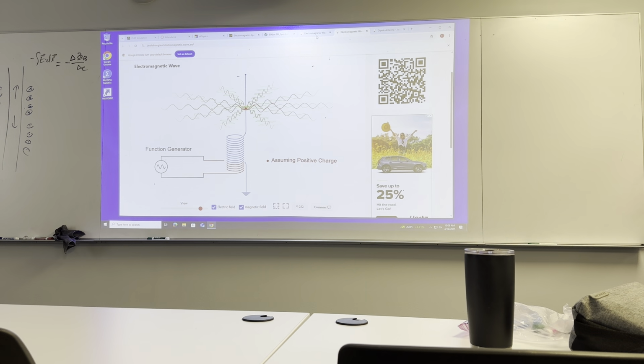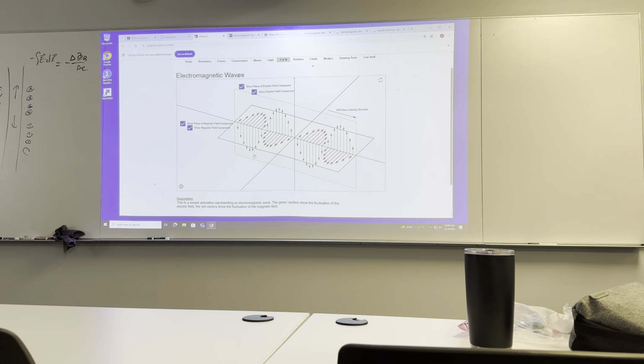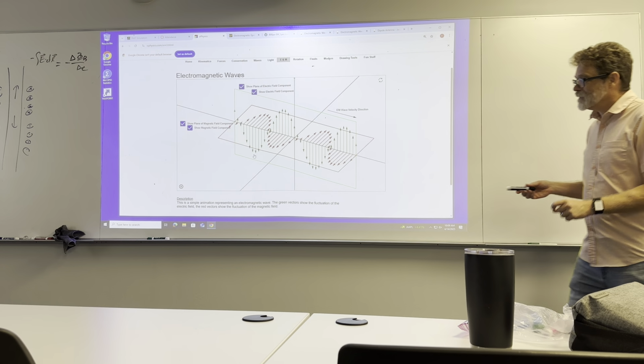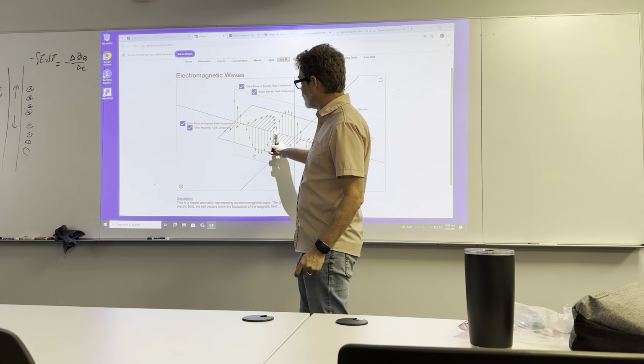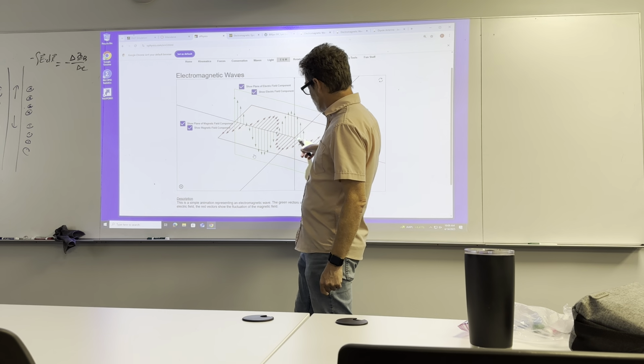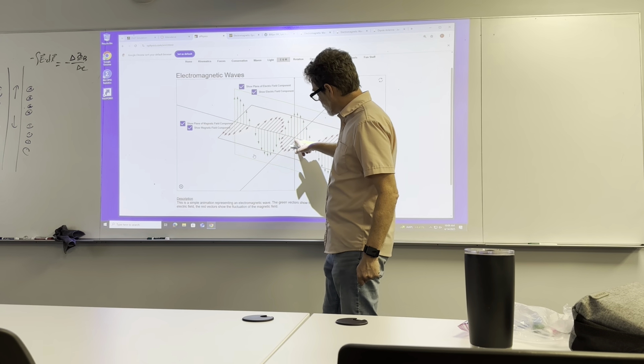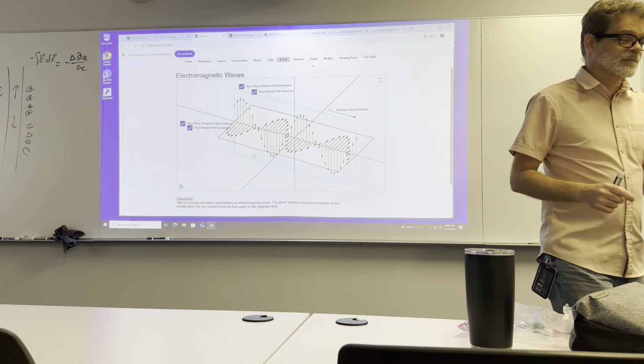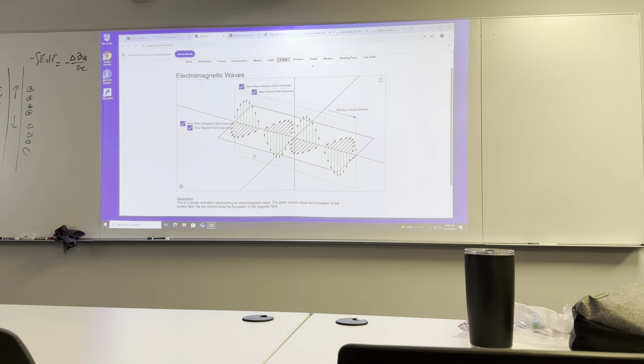Oh, this is the one I want. It's going to produce these oscillating waves, the electric field and the magnetic field, perpendicular to each other, and they're also traveling perpendicular to that. We're going to go back to physics 1 for a minute here. What kind of wave is that? We have two types of waves. Anybody remember?